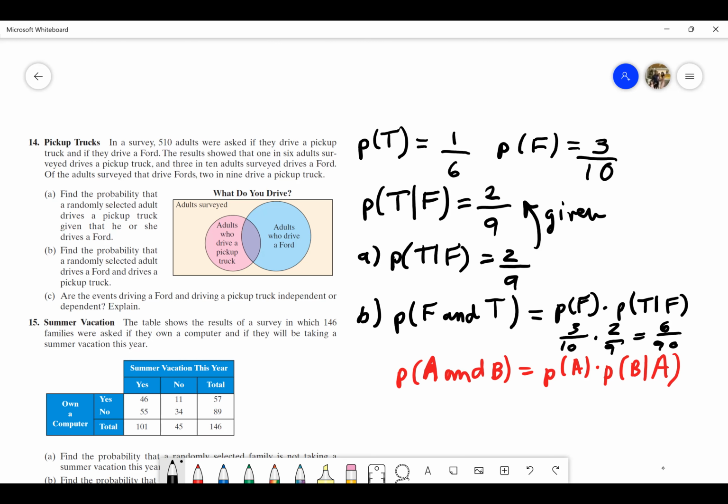So there's the answer, 6 out of 90. That reduces to 1 out of 15 if you're interested. And we're kind of almost done with the question because now we got to do part C, which is really easy. But what I want to do with you guys is I want to explore this question a little bit further before we do the next question, number 15.